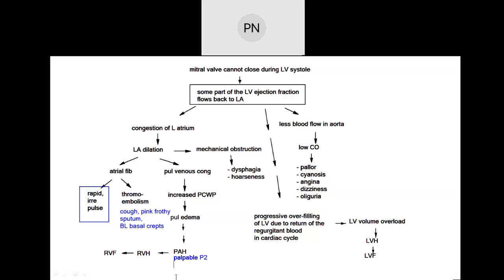Also visible impulse, and loud P2. If there is right ventricular hypertrophy, you may get lower left parasternal heave. You may also get epigastric impulse. If there is right ventricular failure, you get classical signs of engorged neck vein, pedal edema, hepatosplenomegaly, and ascites.